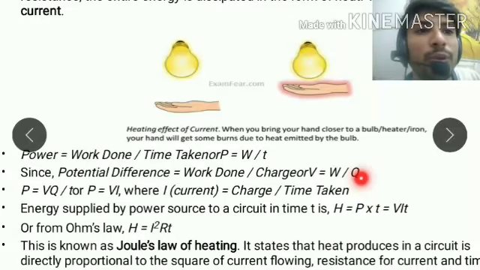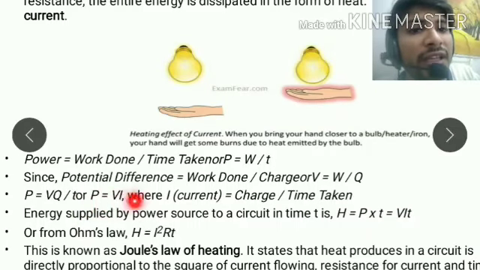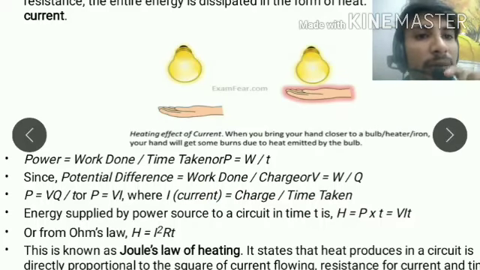V is equal to W upon Q, and P is equal to V upon Q. For V upon Q upon T, VQ upon T. Then P is equal to VI. Here I is the current and V is the voltage.